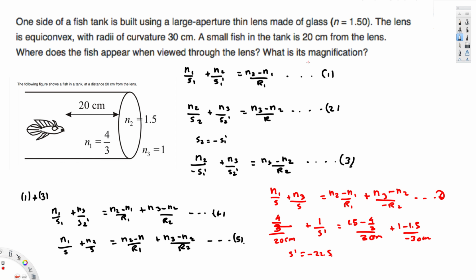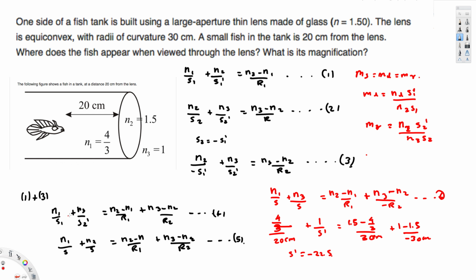Now the next question is asking for the magnification, and the magnification for the system is given by this equation: m is equal to m left times m right. The m left equation is going to look like this: n1 times s1 prime over n2 times s1. This is the left side. And for the right side we are going to have n2 times s2 prime over n3 times s2. So we have to multiply these two together in order to create the system equation for the magnification.